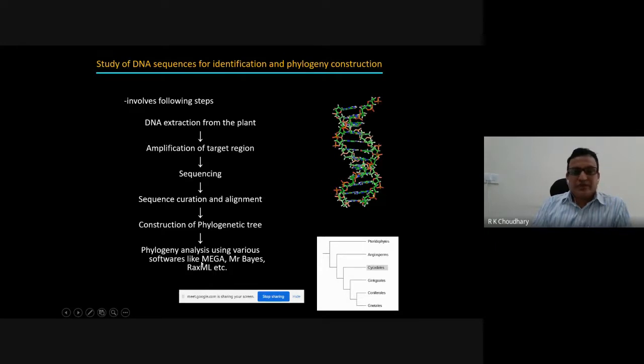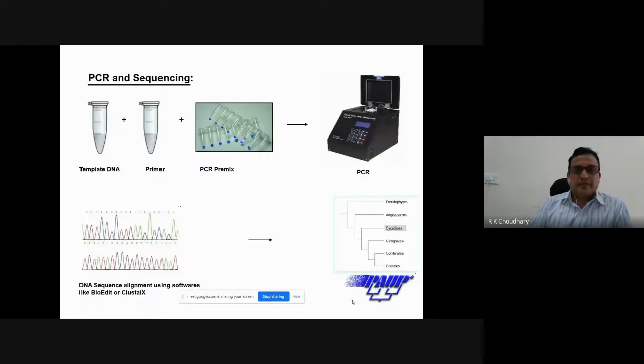There are so many freely available software packages online. After that, you can construct your phylogenetic tree like this, and you can try to understand the phylogenetic position of your particular plant group or a specific plant.